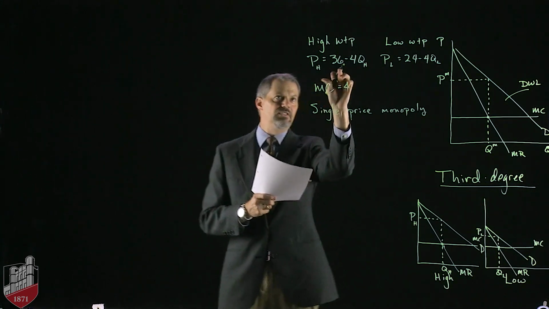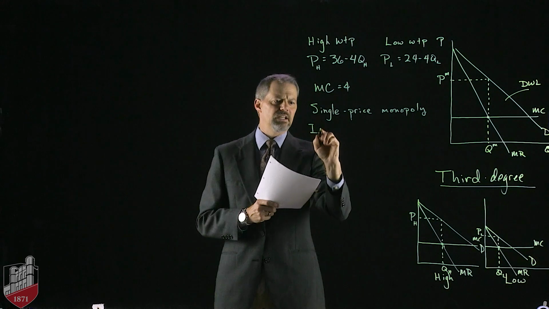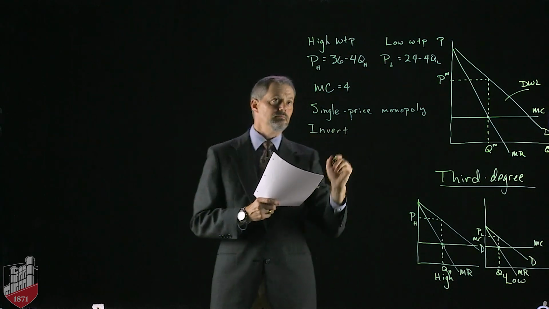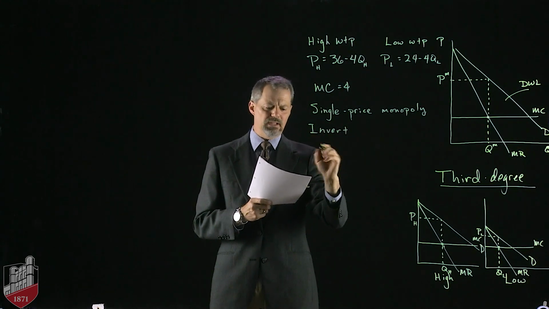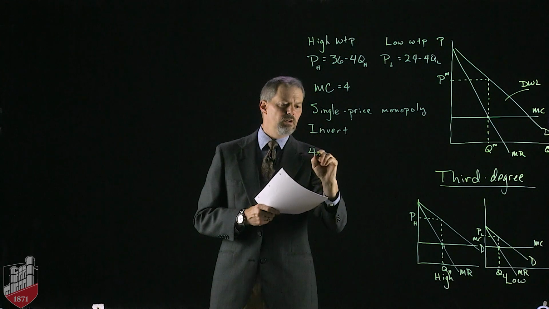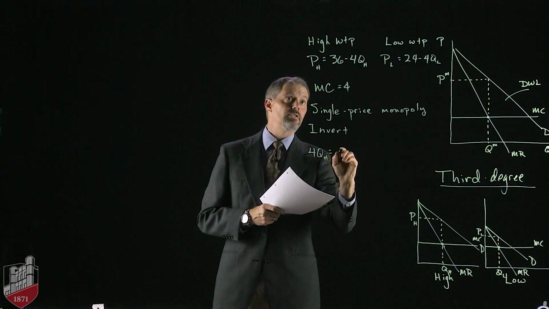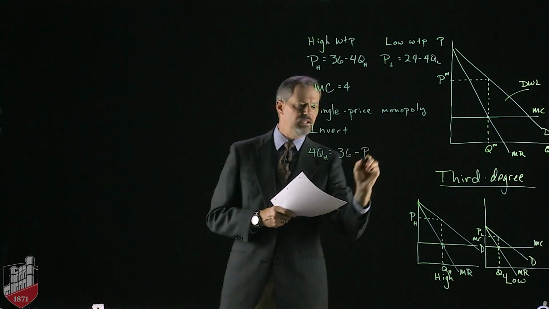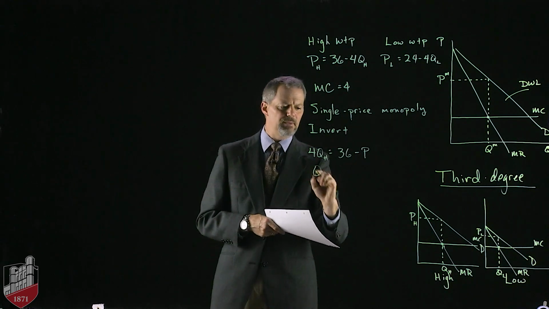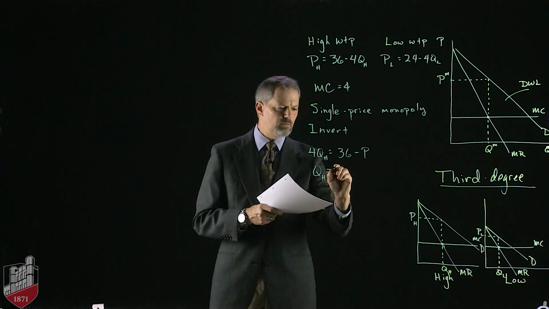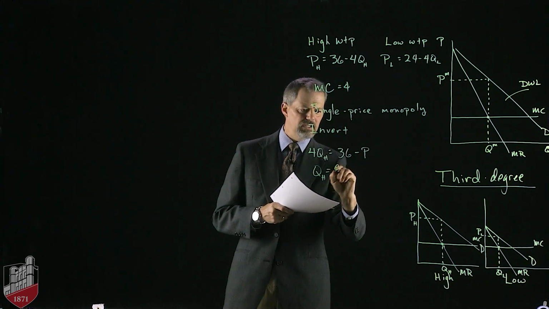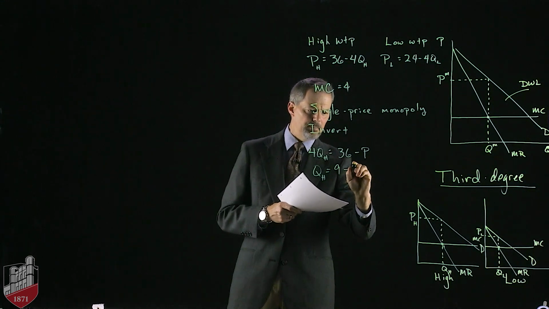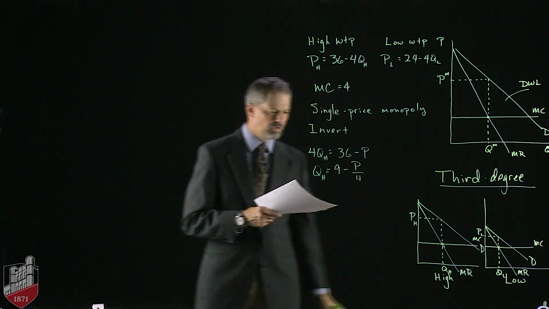invert each of these. So I'm going to invert this. This is going to be 4QH equals 36 minus P. I'm going to divide through by 4. I'm going to get QH is equal to 9 minus P over 4.